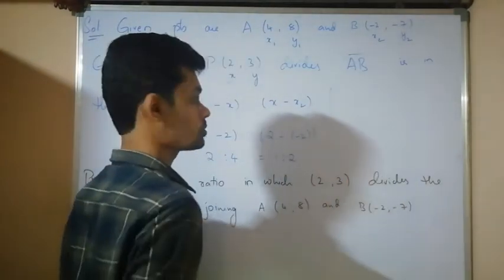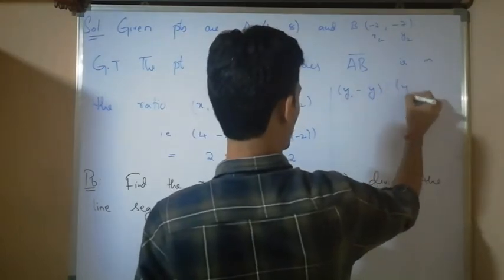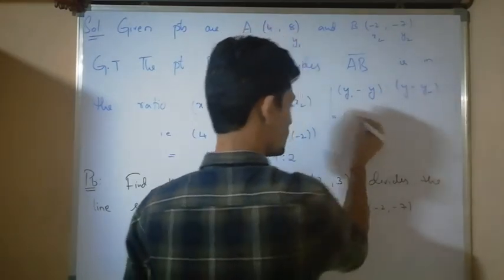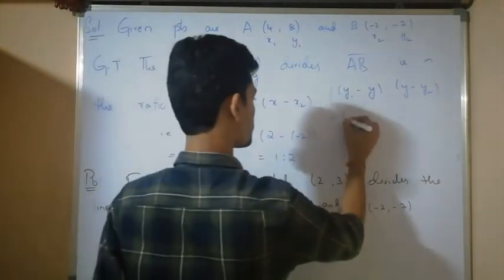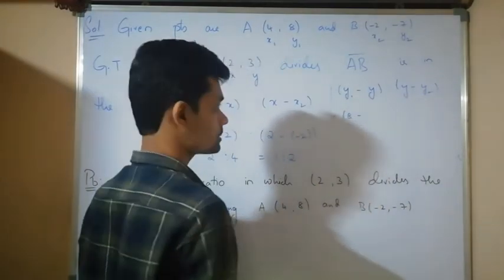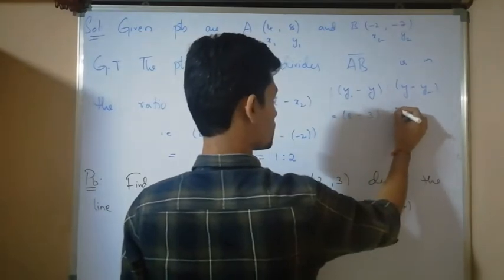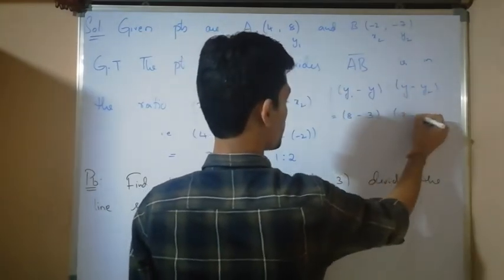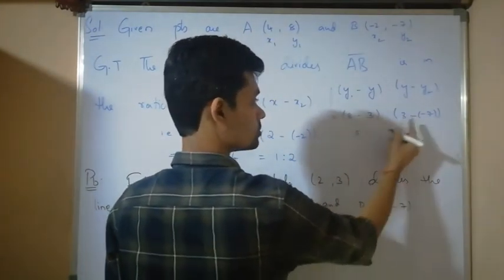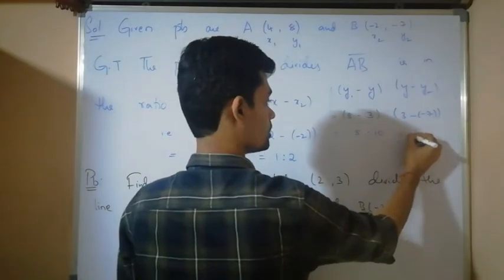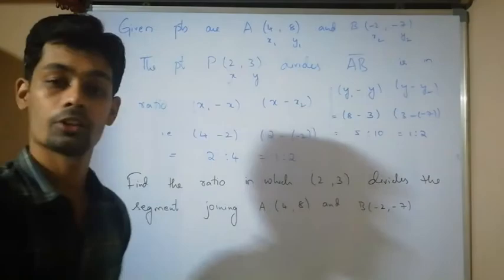The other one in terms of y, that is y1 minus y is to y minus y2. We will get the same answer. Let us see. y1 is 8, minus y is 3, y is 3, minus of minus 7. 8 minus 3 is 5 is to 3 plus 7 is 10, which is equal to 1 is to 2. We got the same ratio.